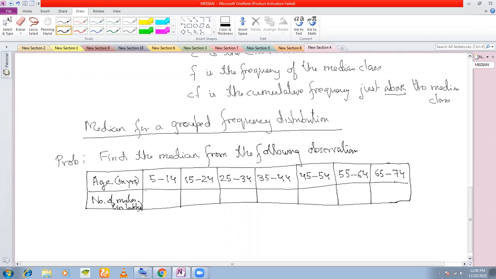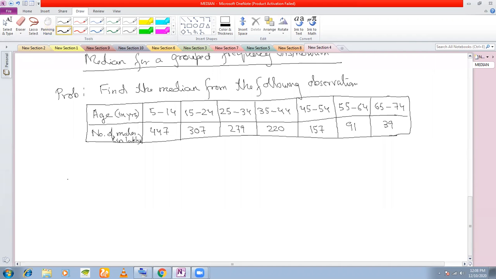And the frequencies are 447, 307, 279, 220, 157, 91, and 39. This is what is given to you. We need to calculate the median from here.